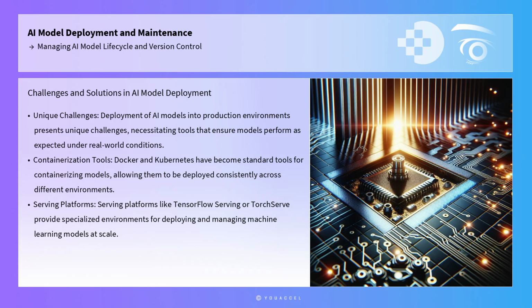Deployment of AI models into production environments presents unique challenges, necessitating tools that ensure models perform as expected under real-world conditions. Docker and Kubernetes have become standard tools for containerizing models, allowing them to be deployed consistently across different environments. This approach enhances scalability and simplifies the integration of models into existing infrastructure. Furthermore, serving platforms like TensorFlow Serving or TorchServe provide specialized environments for deploying and managing machine learning models at scale, offering features such as model versioning, dynamic loading, and API endpoints for real-time inference.